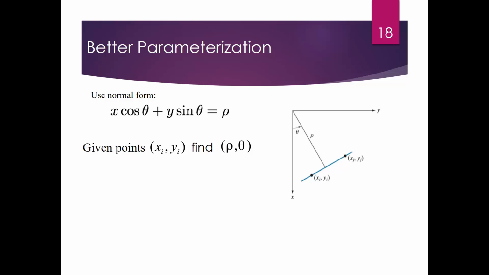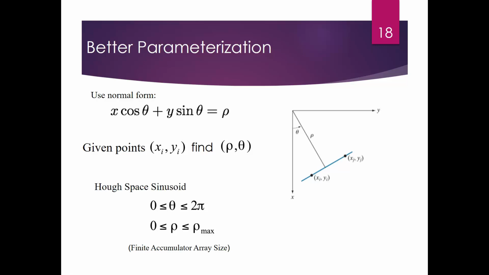So instead of considering the slope-intercept form, we can use a normal representation of the straight line, which is represented by x cos theta plus y sin theta equal to rho, where rho is the length of the perpendicular dropped from the line to the origin in the xy plane, and theta is the angle made by the perpendicular with the x-axis. Theta can vary from 0 to 2 pi or from minus 90 to plus 90, and rho can vary from 0 to rho max, and this will make a finite accumulator array size.